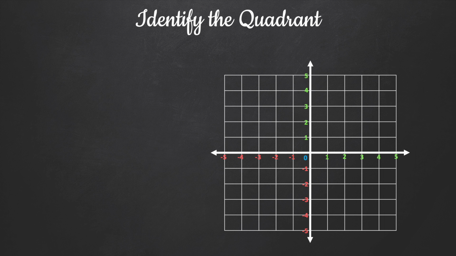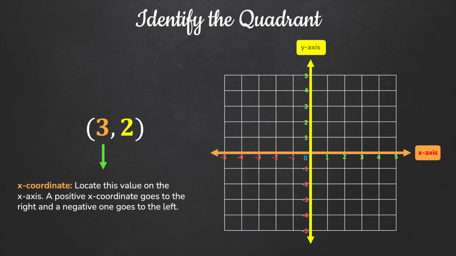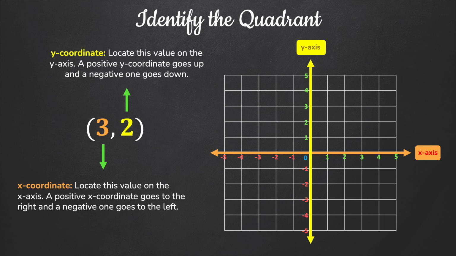So let's go ahead and take a look at a coordinate. So we have our x-axis, our y-axis, and we have our coordinate, which is 3, 2. The first value is called our x-coordinate, and we can locate this value on the x-axis. A positive x-coordinate goes to the right, and a negative one goes to the left. Our second value is our y-coordinate, and we can locate this value on the y-axis. A positive y-coordinate goes up and a negative one goes down.